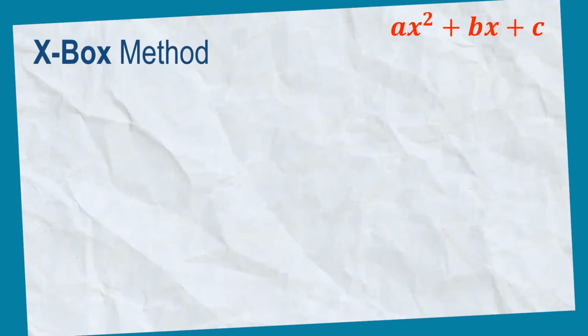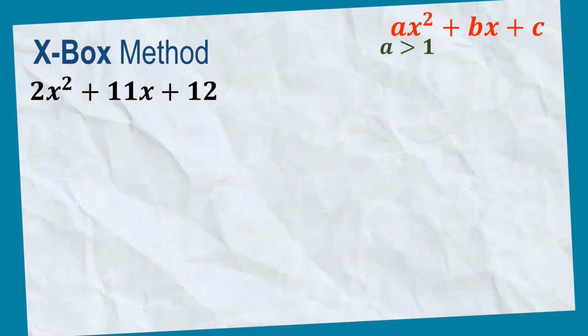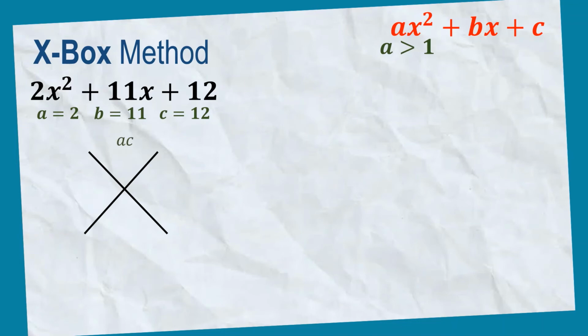Next example, ngayon naman po, a is greater than 1. We have 2x squared plus 11x plus 12. Identify a, b, and c. We have a is equal to 2, b is equal to 11, and c is equal to 12. Gumawa po tayo ng x. Sa itaas na parte, we have ac, which is 2 times 12, 24. Sa baba, we have b, which is 11.